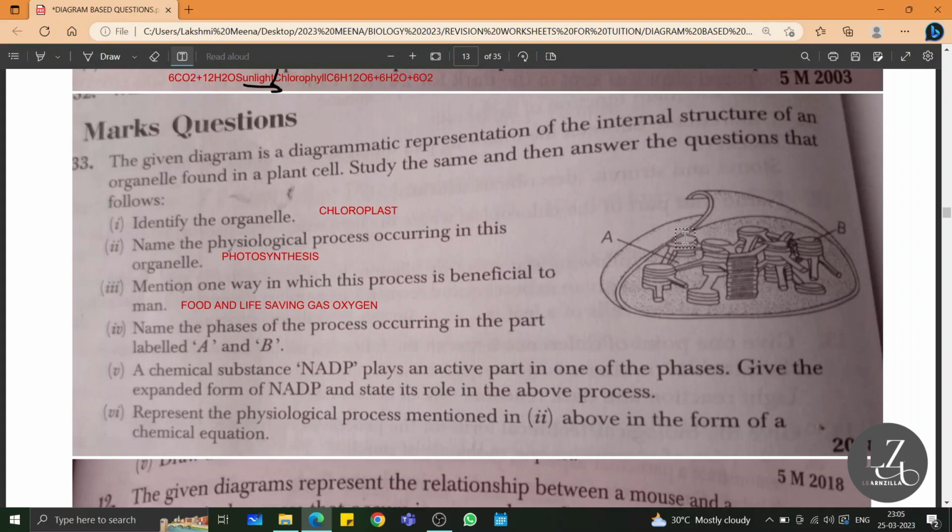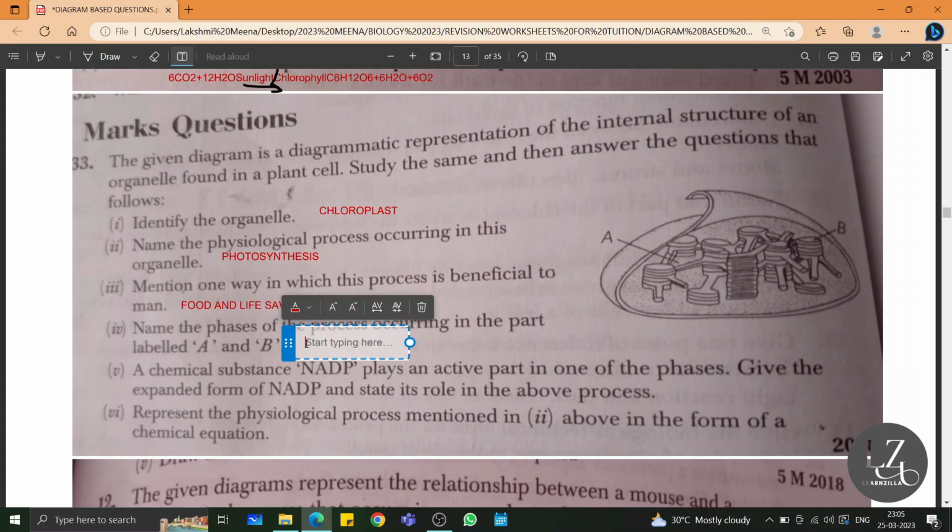So, we know that photosynthesis takes place in two phases. One is light reaction and another is dark reaction. Remember, light and dark doesn't mean day and night. Okay, light dependent phase and light independent phase. So, in grana, that is in B, light reaction takes place, whereas in stroma, A, dark reaction takes place. Very important, please remember, important question.